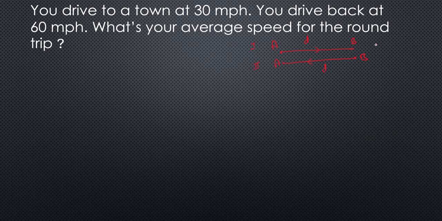In the first path, speed is 30 miles per hour, let's call it S1, and S2 is the speed in the return path, where you travel at 60 miles per hour. Now the speed differs, so time also differs. Let's suppose in the first path you take time t1, and in the second path you take time t2.